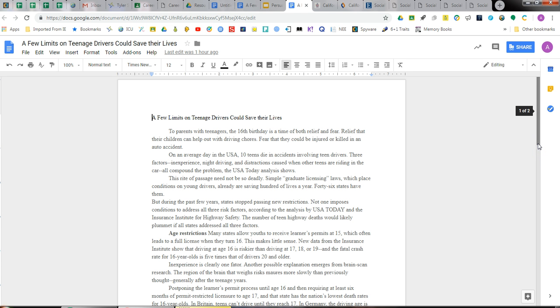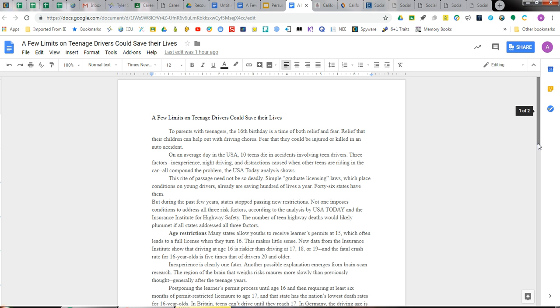To the parents with teenagers, the 16th birthday is a time of both relief and fear. Relief that their children can help out with driving chores, fear that they could be injured or killed in an auto accident. On an average day in the USA, 10 teens die in accidents involving teen drivers. 3 factors, inexperience, night driving, and distractions caused when other teens are riding in the car, all compound the problem, the USA Today analysis shows.